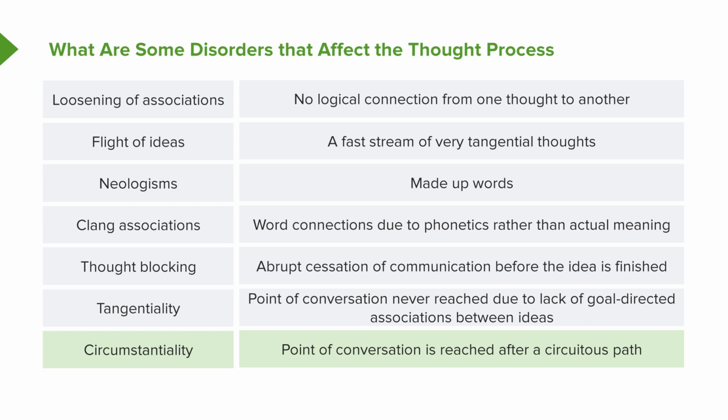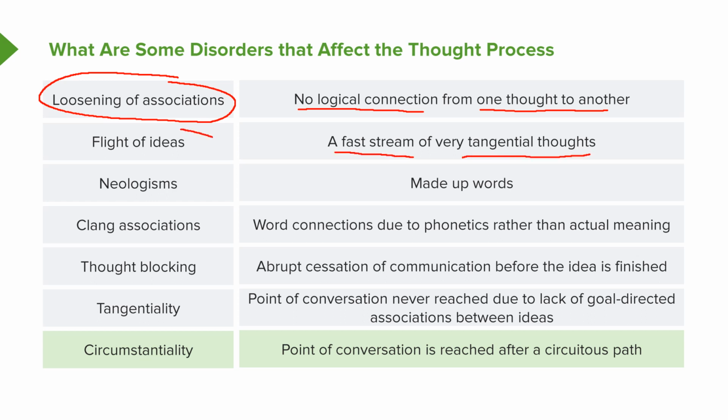So if you find somebody who is not able to make logical connections from one thought to another, what would you call that thought process? You would call that the loosening of associations. What about when somebody has a very fast stream of very tangential thoughts? We call that flight of ideas.